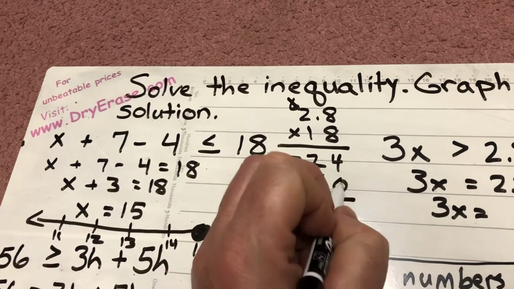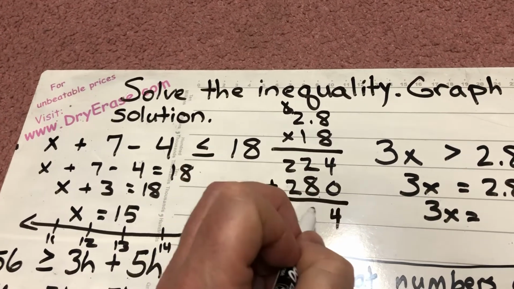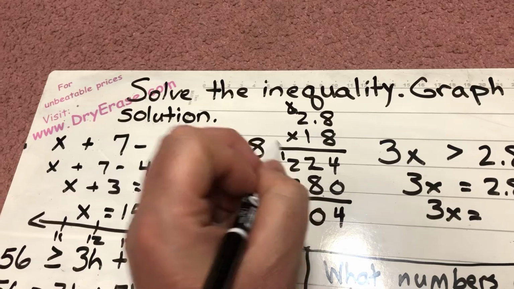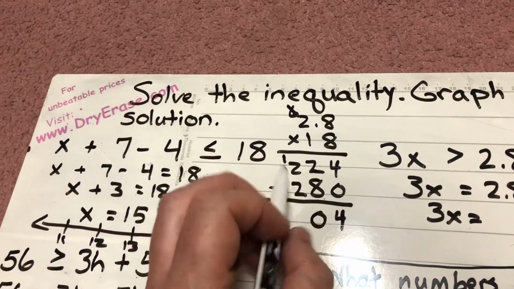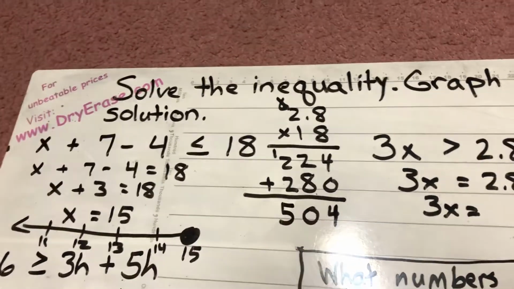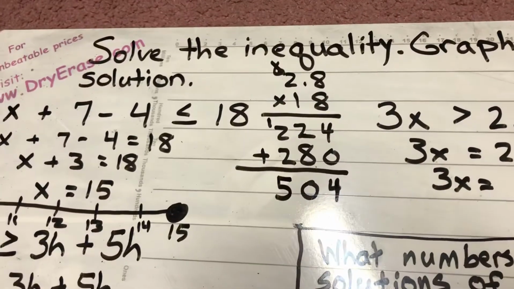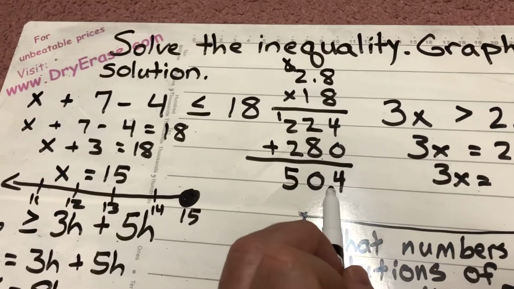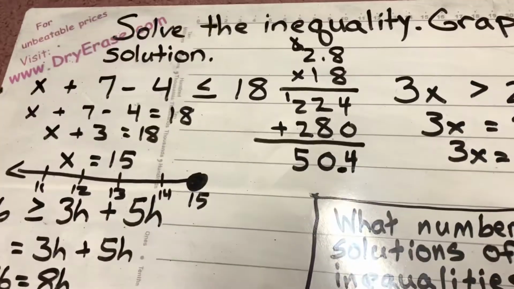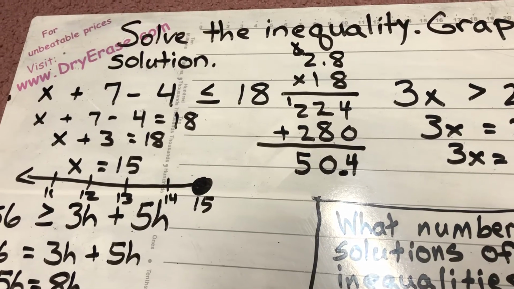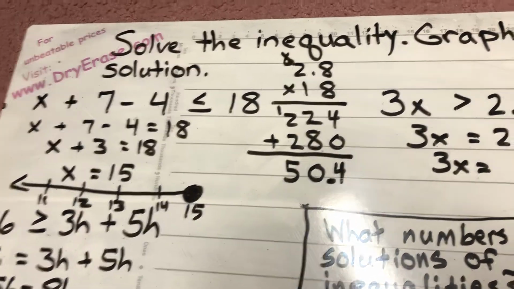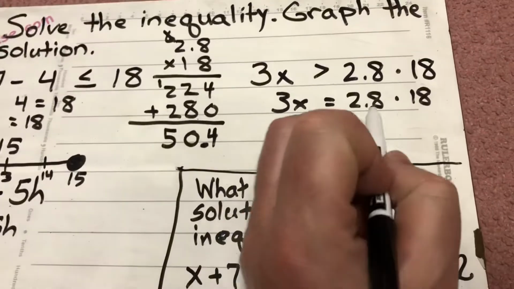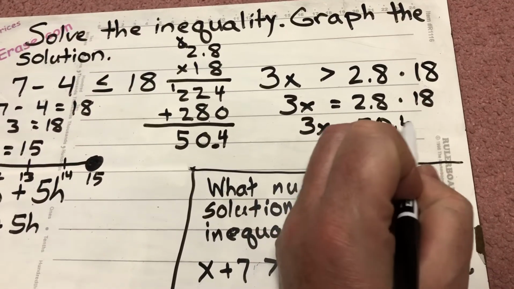Going to add these together. 4 plus 0 is 4. 2 plus 8 is 10. Put the 0 down, carry the 1. 2 plus 2 is 4, plus 1 is 5. There is one digit that comes after the decimal in the problem, so I need one digit after the decimal in my product, 50 and 4/10. So I now see that 3x equals 50 and 4/10.